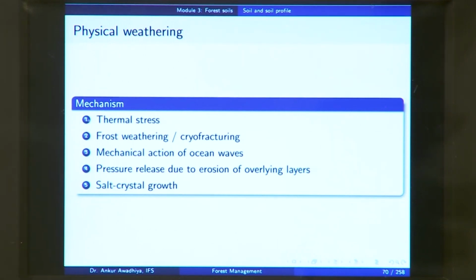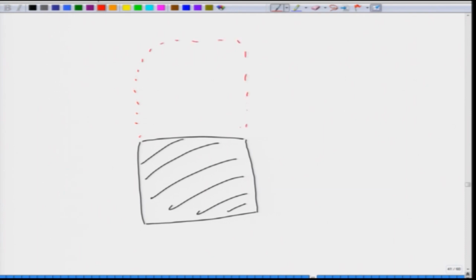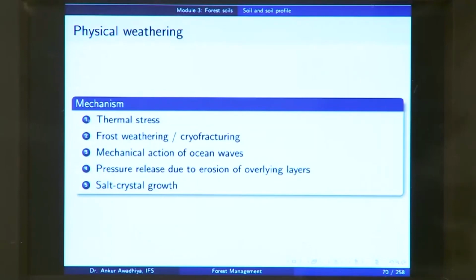Then you can have pressure release due to erosion of overlying layers. What this says is, suppose you have a rock, and on top of this rock there is a large portion of soil that was formed earlier. Now, this soil is exerting a huge amount of pressure on this rock. Now, if these overlying layers get eroded, so this layer is now reduced because of erosion, the amount of pressure being applied to the rock reduces. So, earlier you had a rock that was extremely compressed, and now you have a rock where the compression is less. So, there will be some amount of expansion, and that can also lead to weathering. So, this is another form of physical weathering.